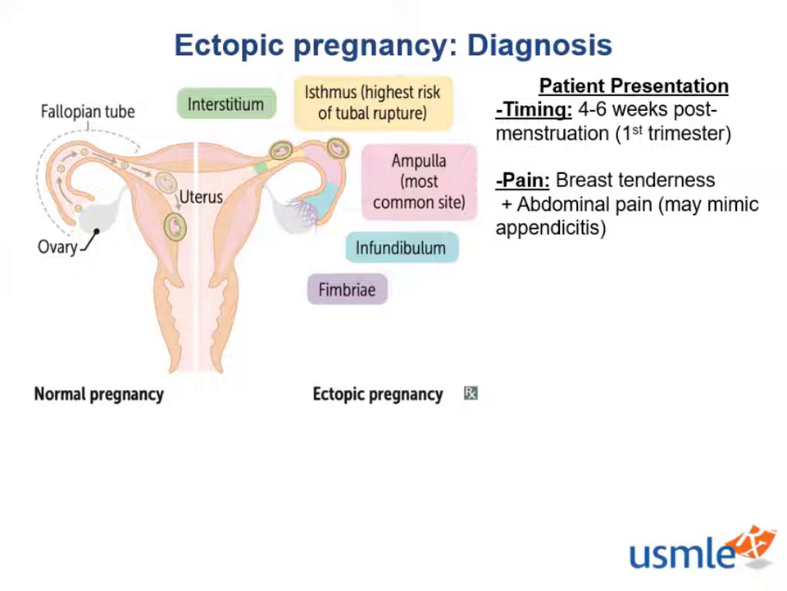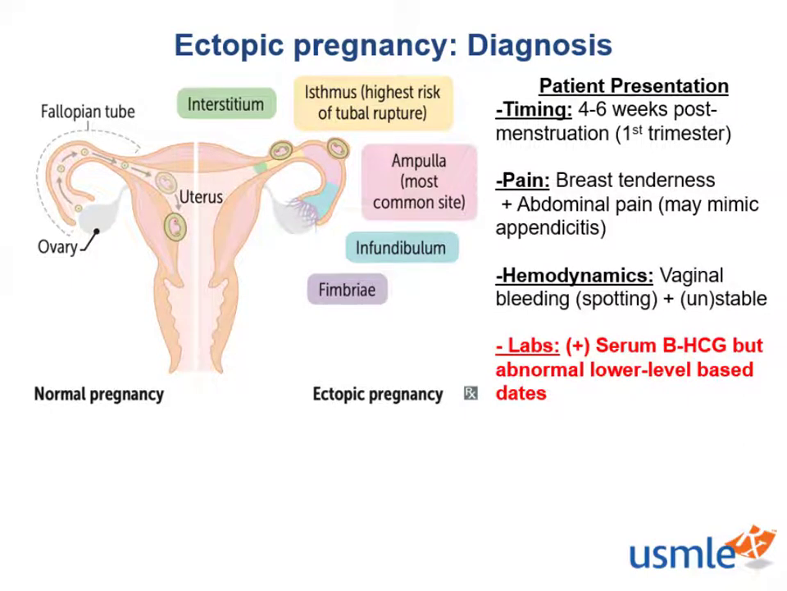So it is extremely important to order a serum beta-HCG in any person capable of becoming pregnant who presents with abdominal pain to differentiate these conditions. Additionally, the patient's hemodynamic status is important, as they may report vaginal bleeding, which can be as minor as spotting. If the patient is hemodynamically stable, you can work them up with a serum beta-HCG and transvaginal ultrasound. If they are unstable, stabilize the patient and call for a surgical consultation.